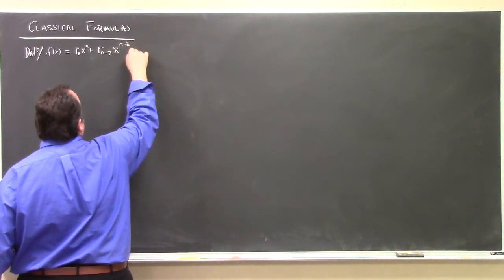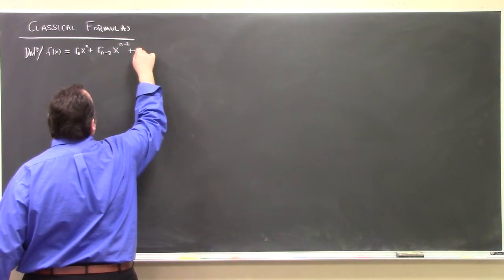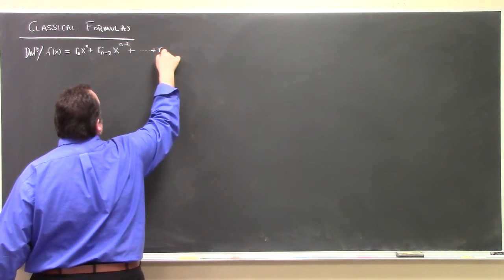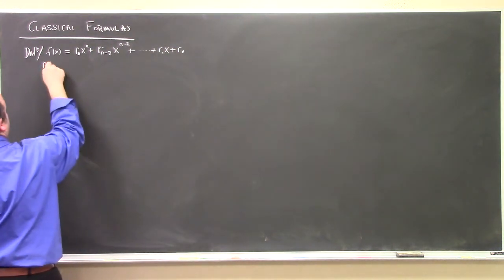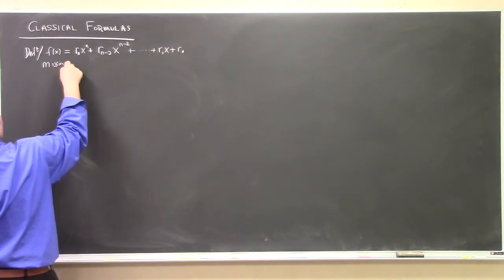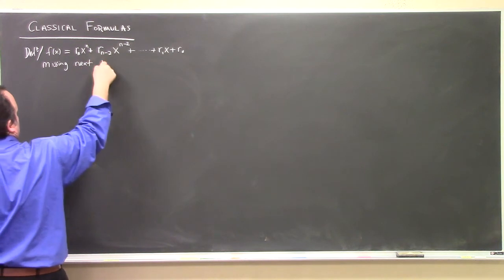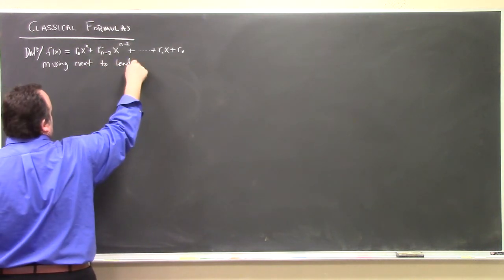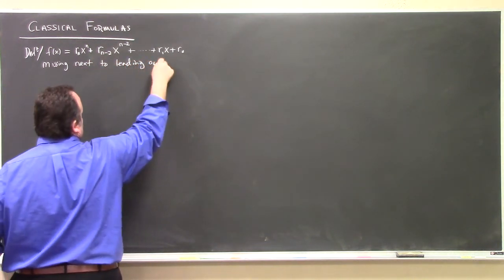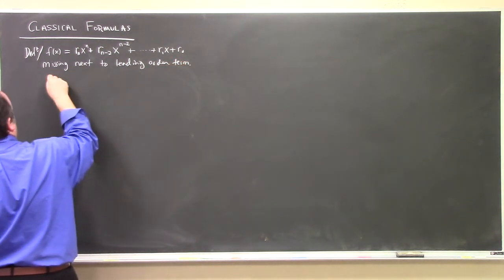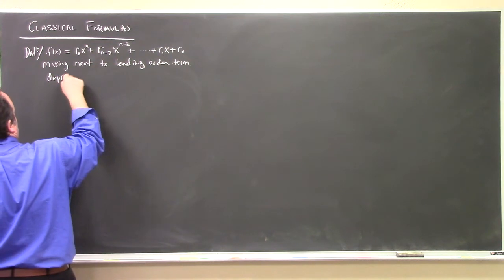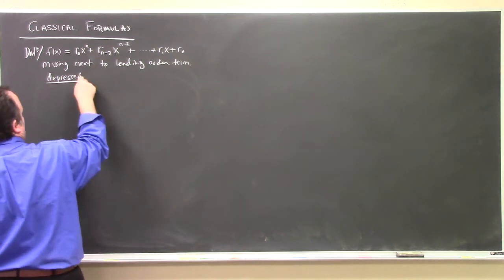All right. r_{n-2}. So it's missing, on purpose, the next two leading order terms. Yes, on purpose. This is called a depressed polynomial.